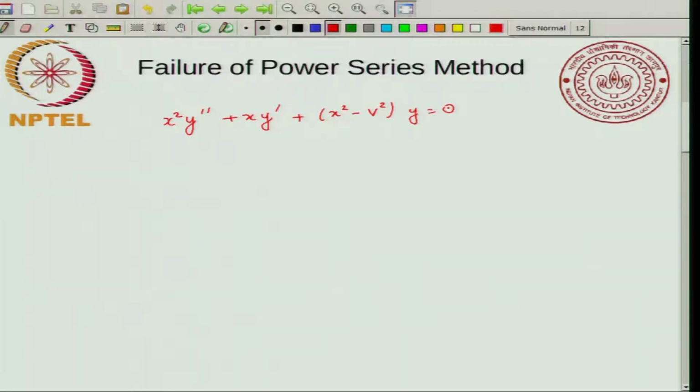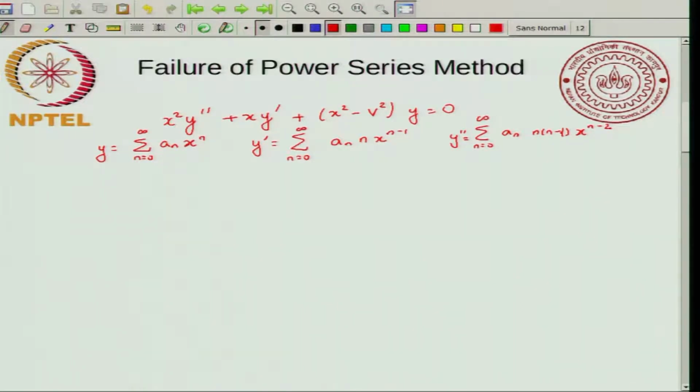Suppose you just apply the power series method to this problem. Then you will say that y is equal to sum over n equal to 0 to infinity a n x raised to n, and then y prime equal to sum over n equal to 0 to infinity a n n x raised to n minus 1, and y double prime equal to sum over n equal to 0 to infinity a n n into n minus 1 x raised to n minus 2.